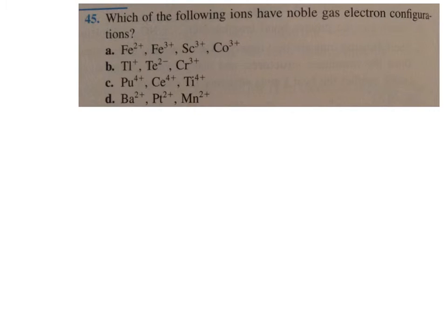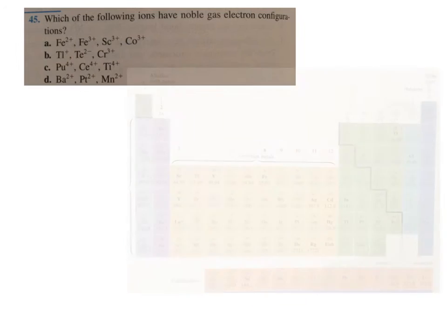Okay, number 45 is probably one of the tougher ones, but if you just think it through, it's not too bad. But I would say out of all the questions, this one you have to think a little bit. It says, which of the following ions have a noble gas electron configuration? And so we look at our choices for A, and there's only one for each of the letters. You look at iron 2 and iron 3, those are thrown in there, and we have scandium and cobalt, both with a 3 plus charge.